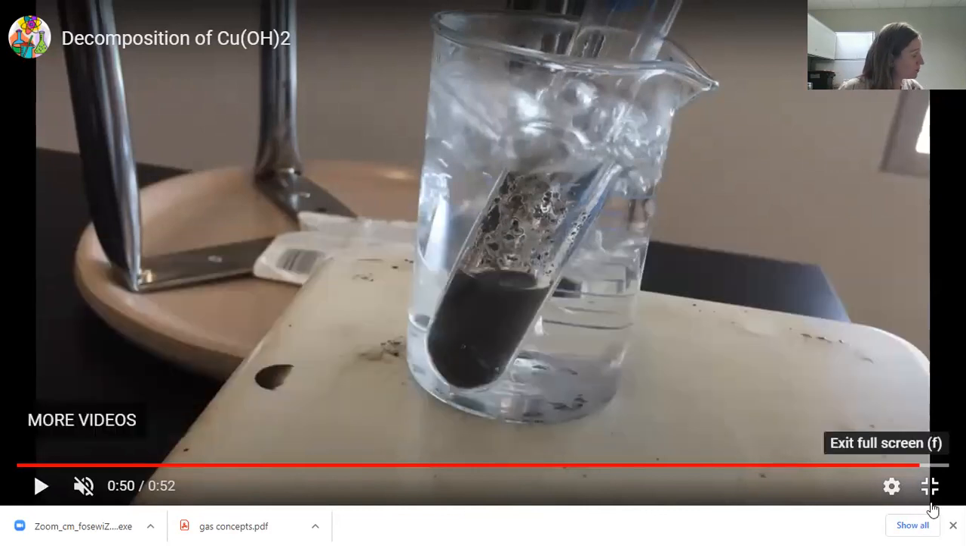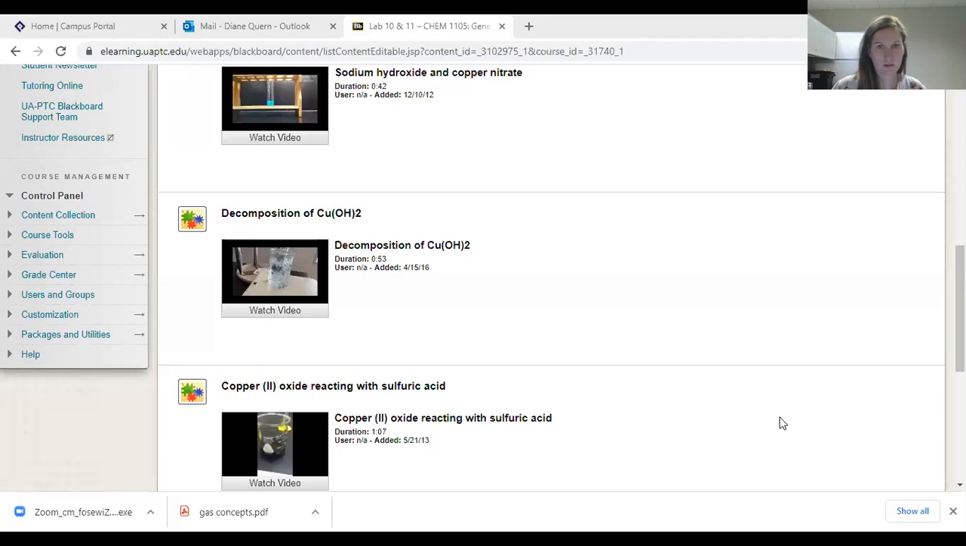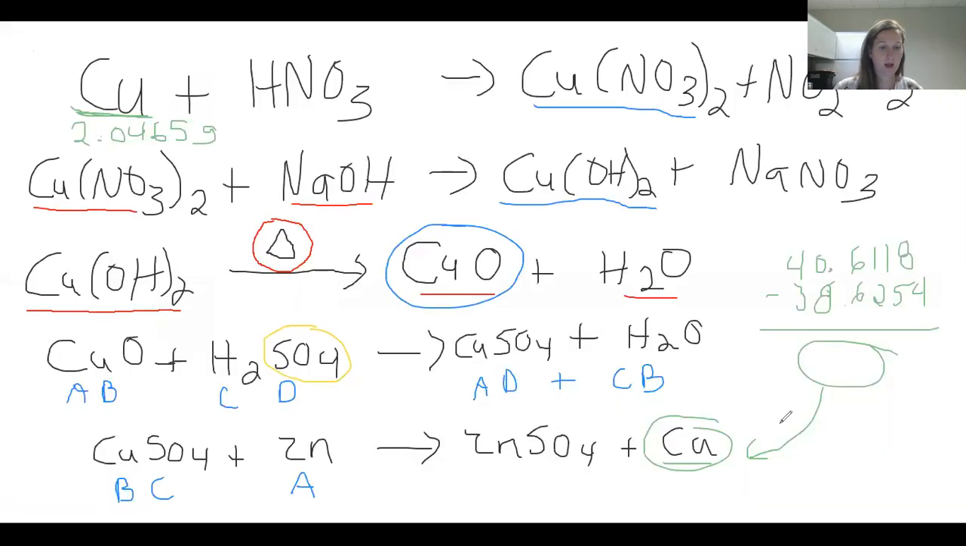So now we can isolate that and react it with sulfuric acid. So this is the first experiment for lab 11. Okay, so let's look quickly at that reaction. Okay, so now we're down here with this double replacement reaction where we have copper 2 oxide, that black solid that we just saw forming in the previous reaction. Now we're going to react it with sulfuric acid.